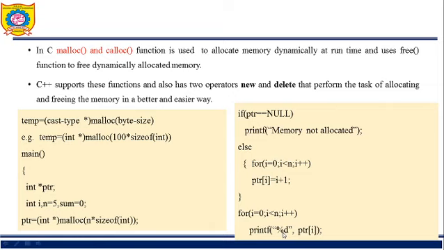Okay, this is about the malloc function. And the new operator we are going to use in the implementation of linked list, so you will get a clearer idea about the new operation. Now C++ supports the functions malloc and calloc, as well as new, for allocation of memory at runtime.